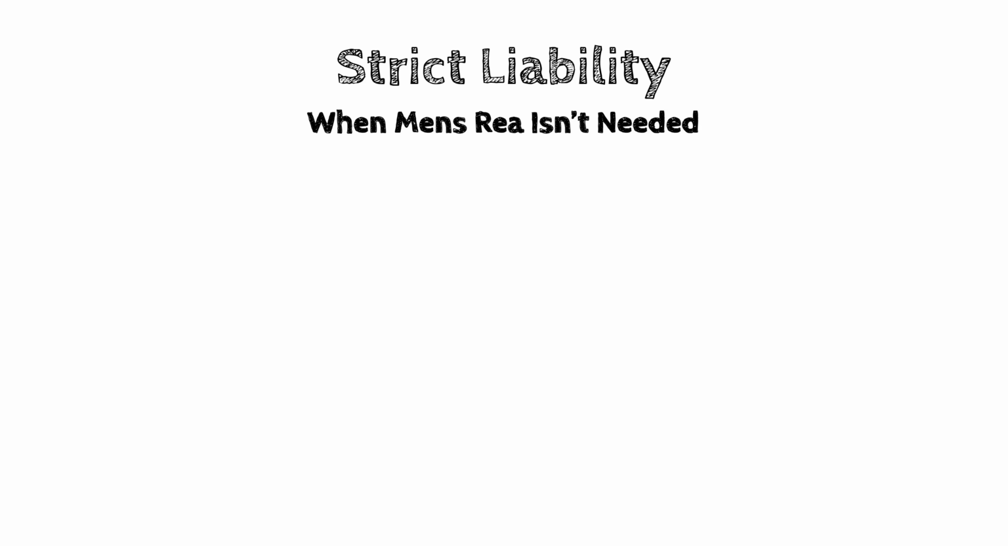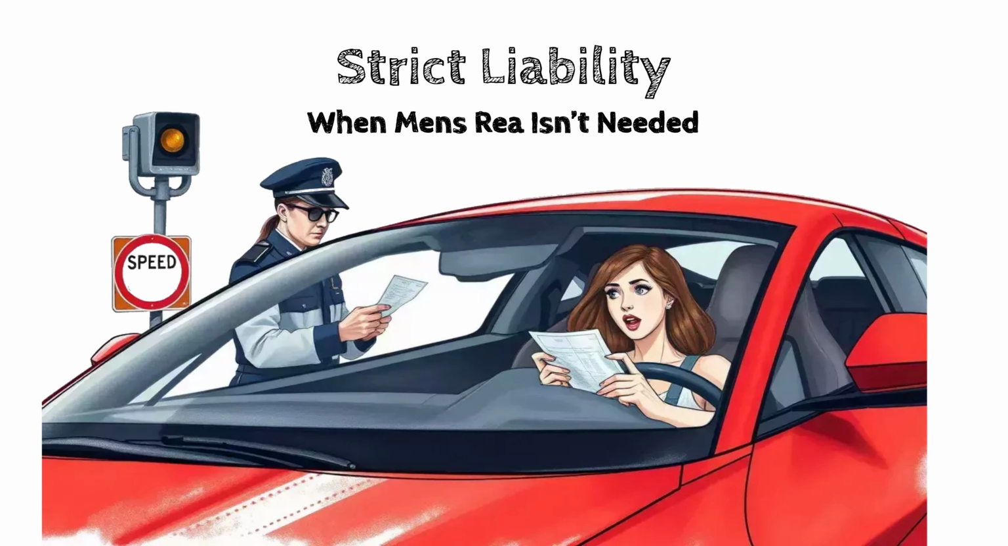Strict liability, when mens rea isn't needed. Some offenses don't require mens rea at all. These are called strict liability offenses, like speeding or selling food past expiry. The law says the act alone is enough, even if the person didn't mean to do it. Example, if you're caught speeding, it doesn't matter if you didn't realize, you're still guilty.